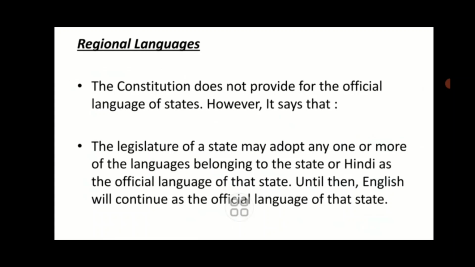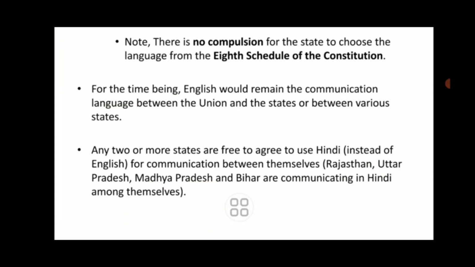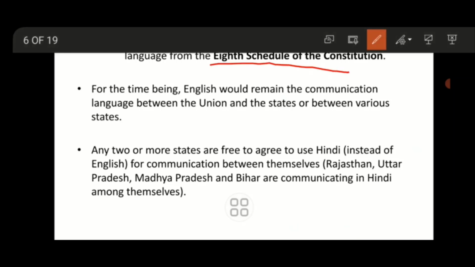Regarding regional languages, the Constitution does not provide for an official language of a state, but it says that the state legislature may adopt one or more of the languages belonging to the state, or Hindi, as the official language. Until then, English will continue as the official language of that state. See, there is no compulsion for the state to choose a language from the 8th Schedule. For the time being, English should remain as the communication language between the Union and states and between various states. Any two or more states are free to agree to use Hindi for communication between themselves.